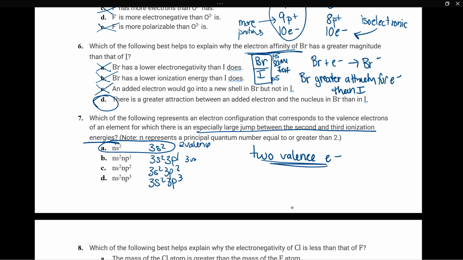This one would have 3 valence. This would have 4 valence. This would have 5 valence. So only this first one matches with having 2 valence electrons.